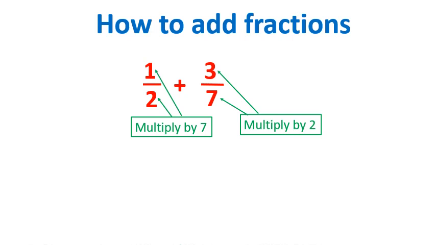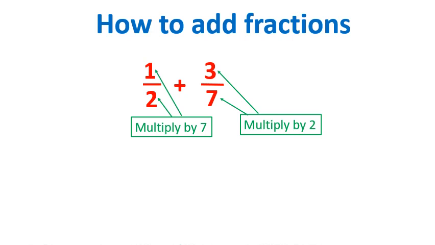So what's a number that's divisible both by 2 and 7? Well, 14 would be. It would work if the denominator for both was 14. So as long as we multiply the numerator and the denominator by the same number, then that's an okay conversion.